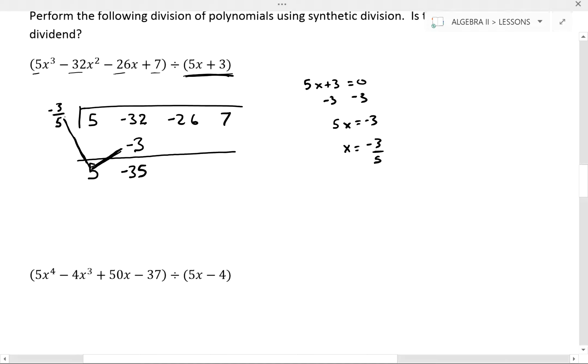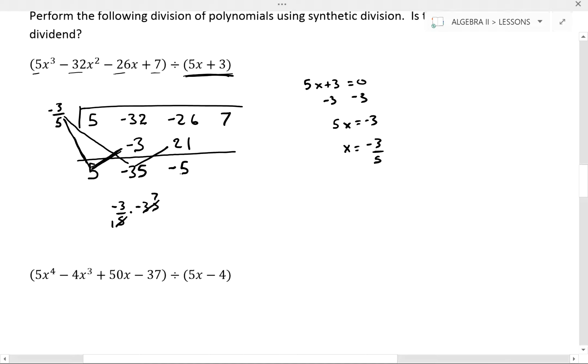Now I do that multiplication and addition again. So multiply negative 3 fifths times negative 35. Doing that really quick, 5 and 35 goes to 1 and 7. So negative 3 and negative 7, that's going to be a positive 21. Positive 21 is what now goes up. So now I can add these two terms together. Negative 26 plus 21 gives me a negative 5.